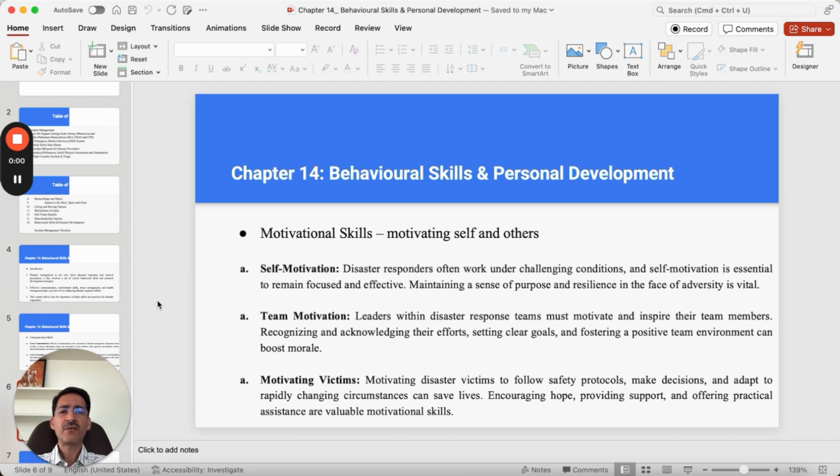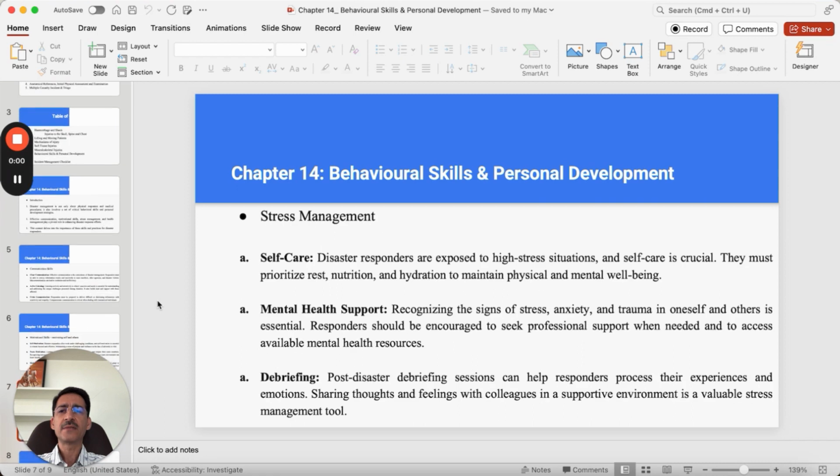Motivating victims. Motivating disaster victims to follow safety protocols, make decisions, and adapt to rapidly changing circumstances can save lives. Encouraging hope, providing support, and offering practical assistance are valuable motivational skills.